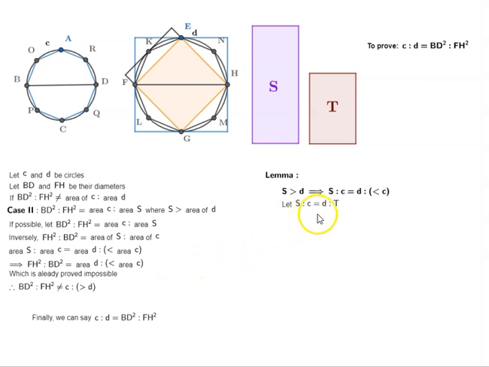Let S is to C is equal to D is to an area T. The T is something less than C. Alternately, we can say S is to D is equal to C is to T. Since S is greater than D, implies C is also greater than D. Therefore, S is to C is equal to D is to something less than C, which is what we have here. So that was proposition number 2 of book 12 of Euclid's Elements.